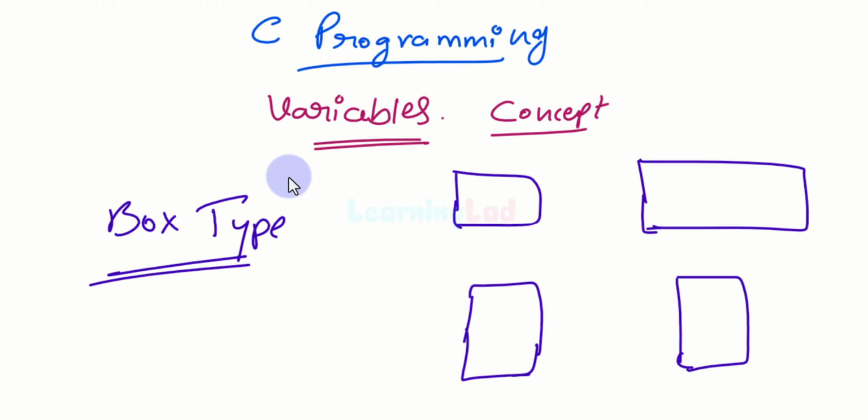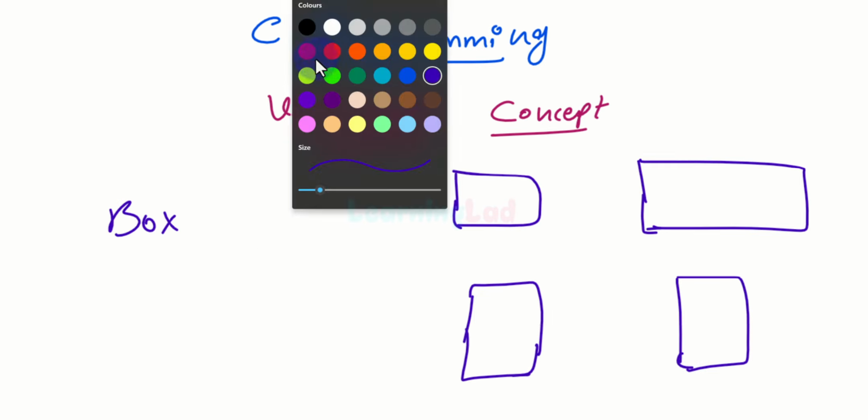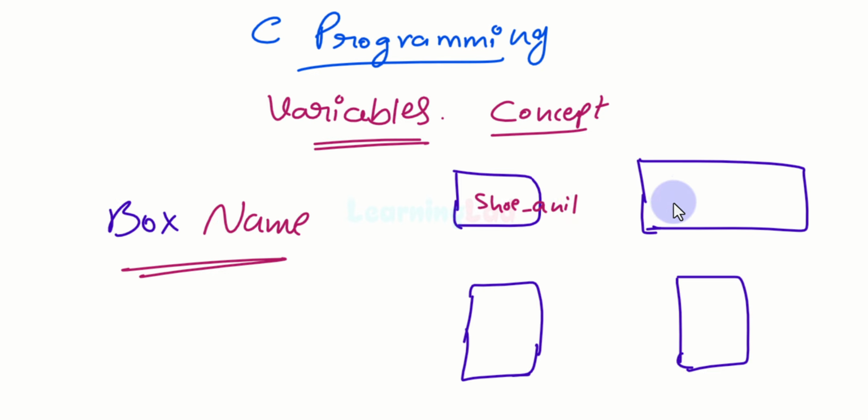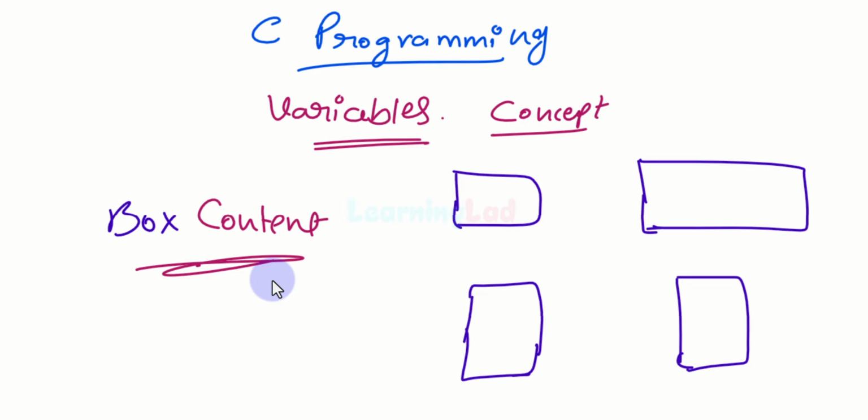Now let us say we have 25 shoe boxes. In order to identify the boxes, we have to label them. So maybe shoe of Anil, or maybe shoe of Jojamma, something like that. Here we are labeling the boxes so that we can identify them. Now the next thing is box content. The boxes can contain some item, or they may be empty.